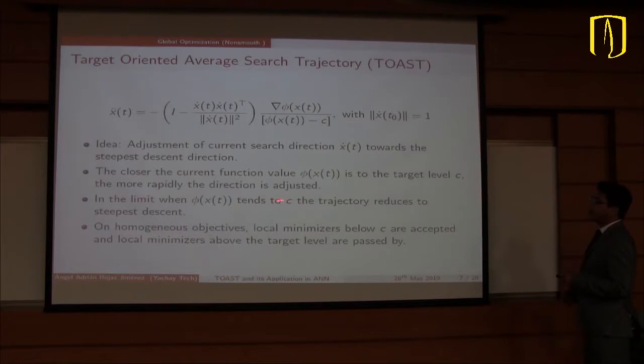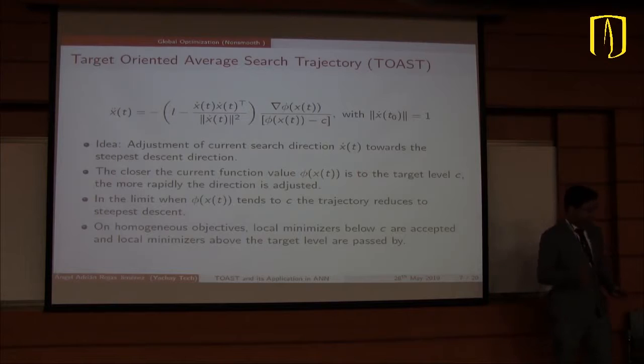Okay, so here C is our target level that we want to reach. So the solution of this ODE makes the function reduce to this C level. That is our target level. It has the capacity to go there if the C level is not too ambitious. For example, in any machine learning problem the lowest C can be 0, because it always uses the norm of the error. It can be the L1 norm, L2 norm, or L infinity norm. So all of them are greater than or equal to 0. And in homogeneous objectives, the function value is proportional to the distance from the development point. The local minimizers below C are accepted, and if they are higher than this target level, they are passed by. So they are not considered.